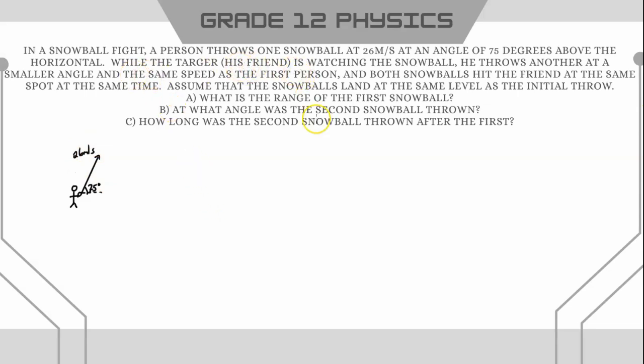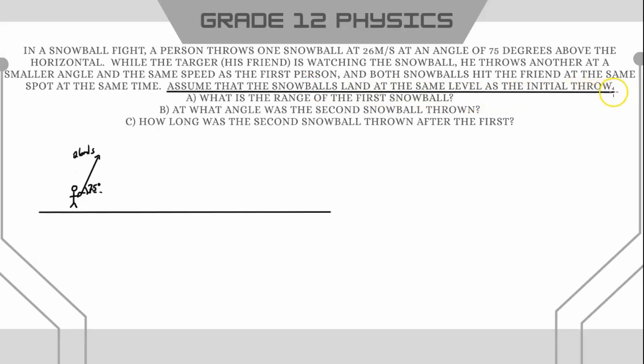While the target, his friend, is watching the snowball, he throws another at a smaller angle at the same speed. Okay, I'm going to make a level ground here because it does say later on, right here, assume the snowballs land at the same level as the initial throw. So here we have our friend. He's going to throw a snowball at a much lower angle, like so, straight back at him. But we don't know what that lower angle is yet. And then both snowballs hit the friend at the same spot at the same time.